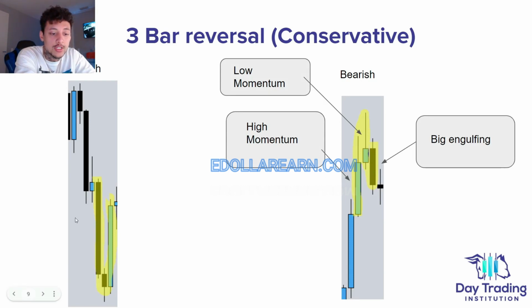Now let's look at the bullish things. We have a high volume candle followed up by a low volume candle followed up by a high volume candle in the opposite direction. So again, we have a high volume, high momentum candle, followed up by a low volume, low momentum candle, followed up by a big volume, high momentum candle in the opposite direction, right?